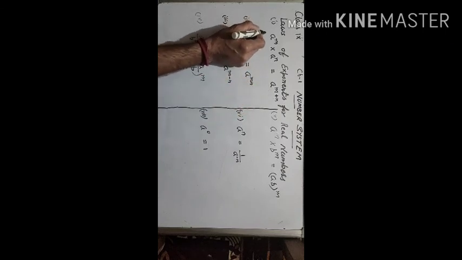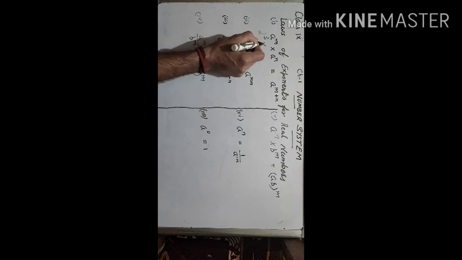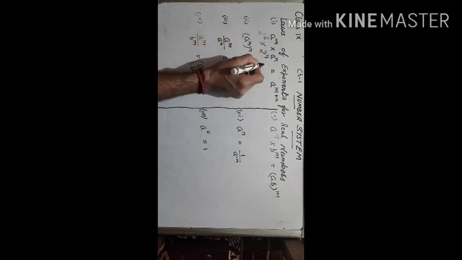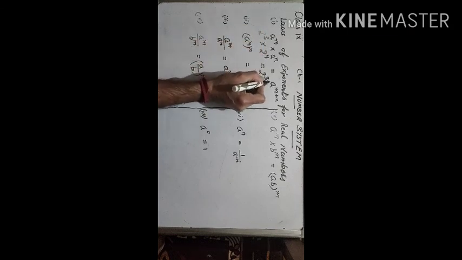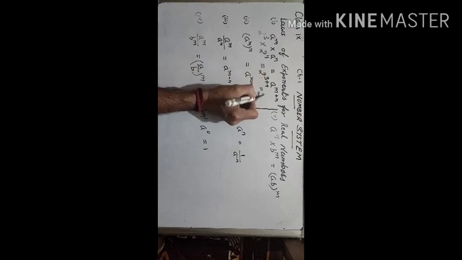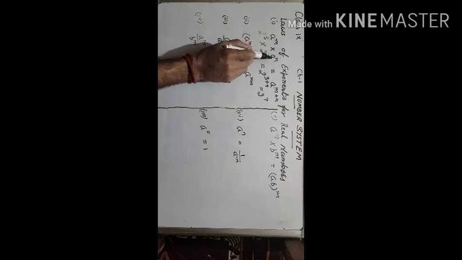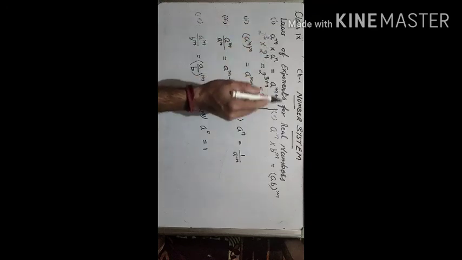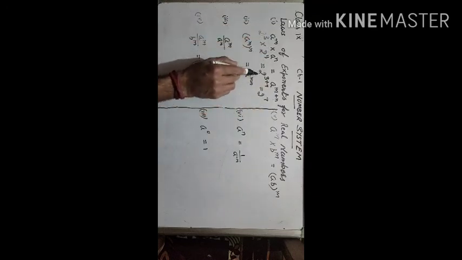For example, 2 to the power 3 into 2 to the power 4, that is equal to 2 to the power 3 plus 4, that is 2 to the power 7. So base is same, powers are different, then powers will be added. Base 2 is same, 3 plus 4, 2 to the power 7.